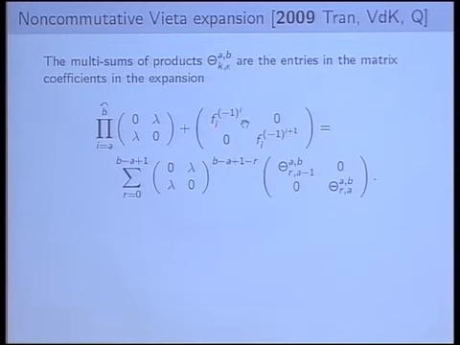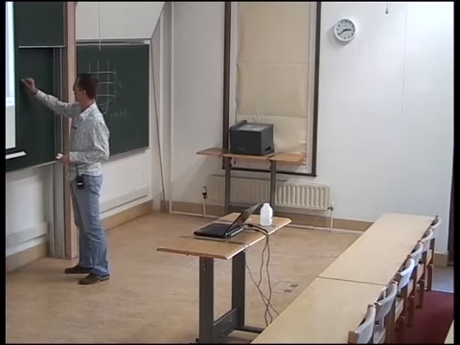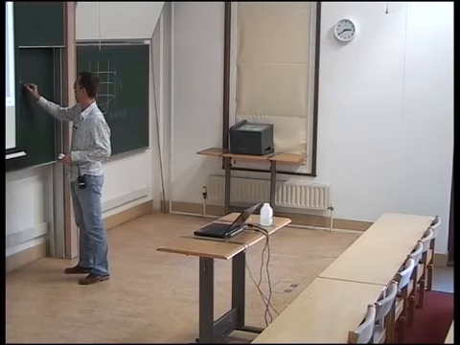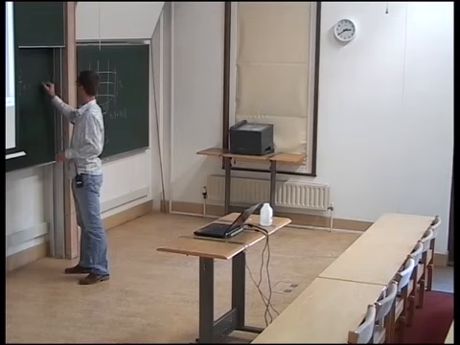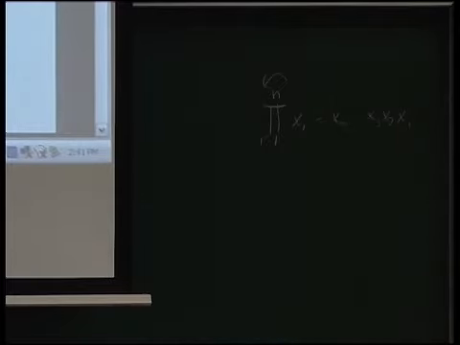What is the arrow? I'll write that down. The arrow from 1 to n of x_i is x1, x2, x3, up to xn. So it's just the reverse order of the products.